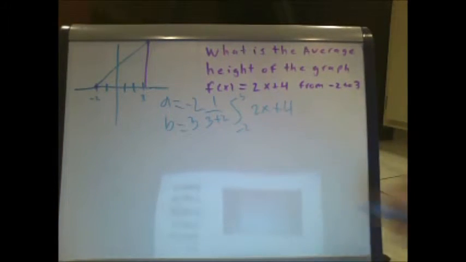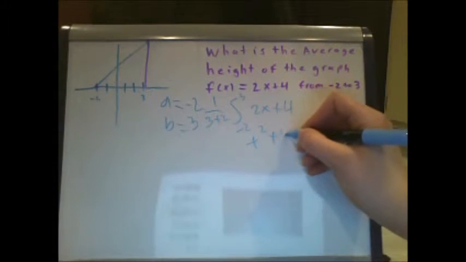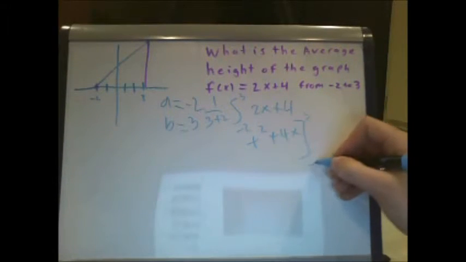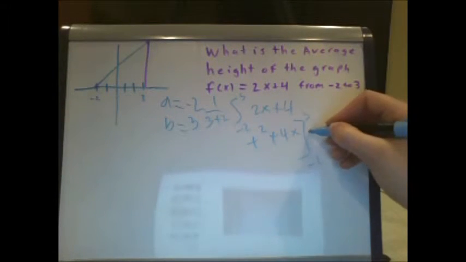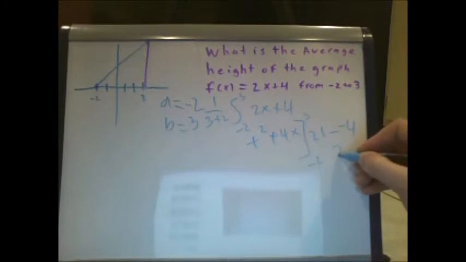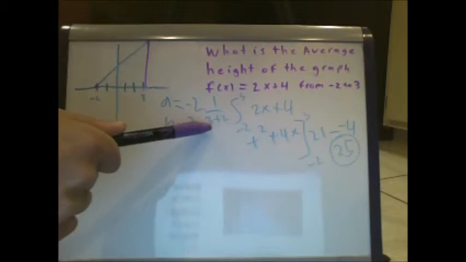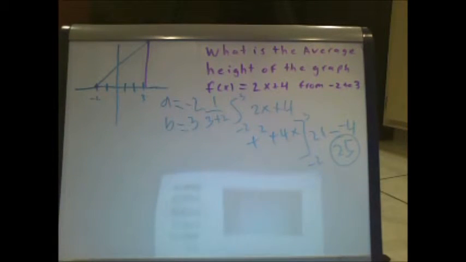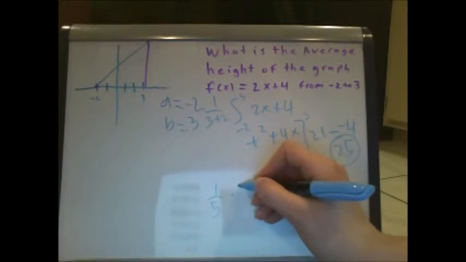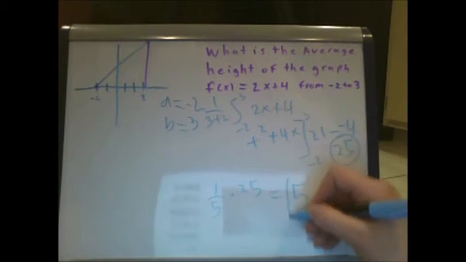When we integrate this, we get x² + 4x from -2 to 3. When we plug those numbers in, we get 21 minus -4 for a total of 25. Now don't forget to multiply by the fraction out here. So we take that number 25 and divide by 5, and this gives our average value of 5.